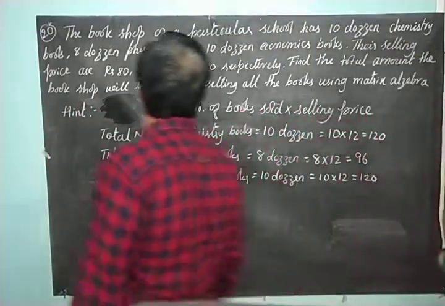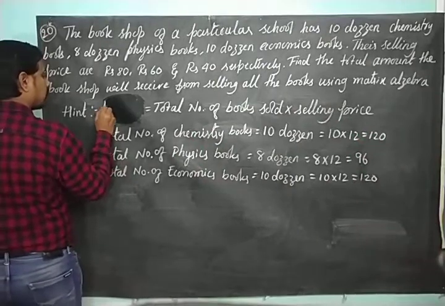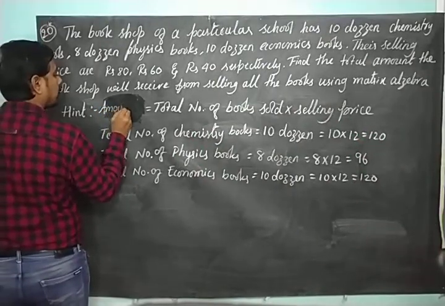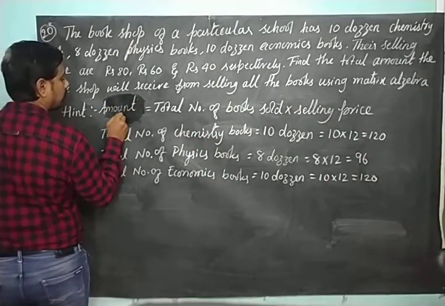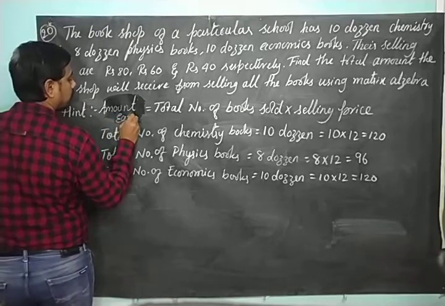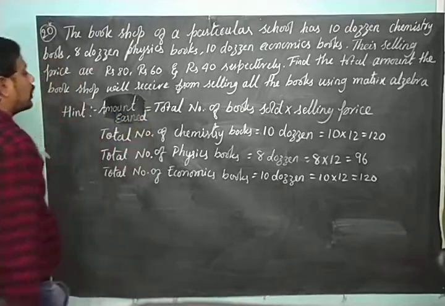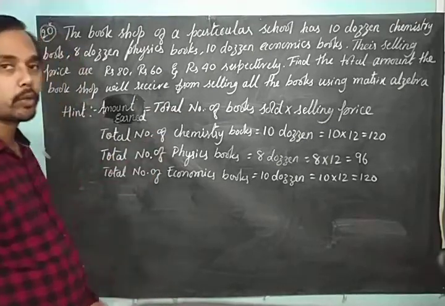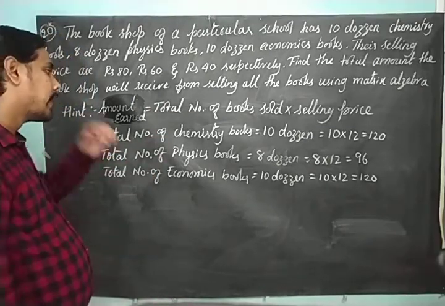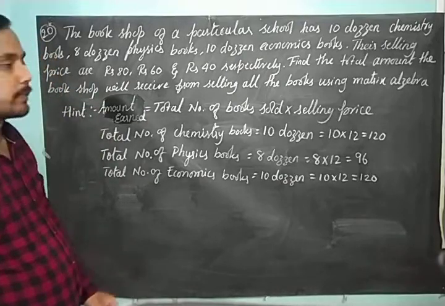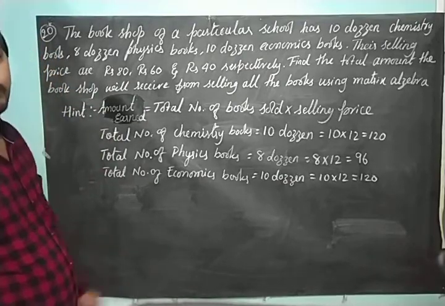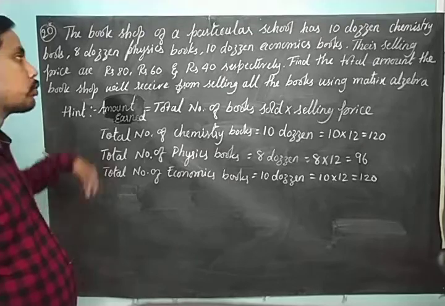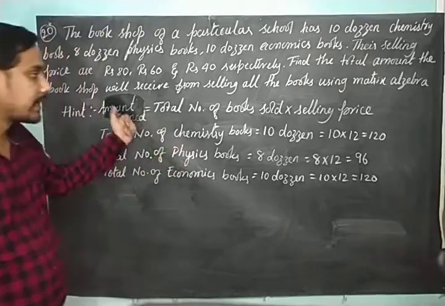You can write it as amount earned. So what will be the amount earned? Total number of books sold into selling price. This is a common formula, but we need to solve it by the matrix method. So here is a hint to solve it. Accordingly, you solve it by considering this hint.